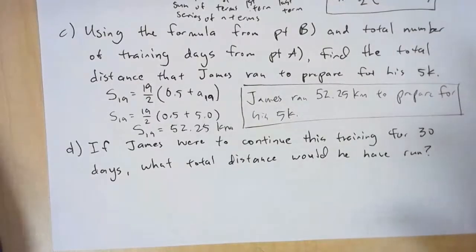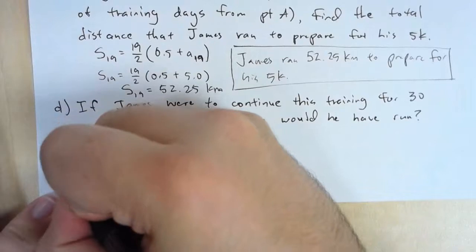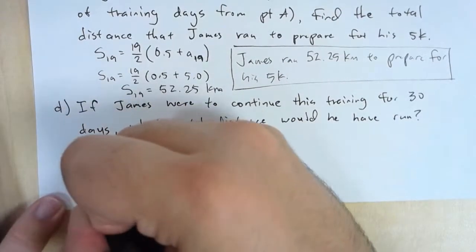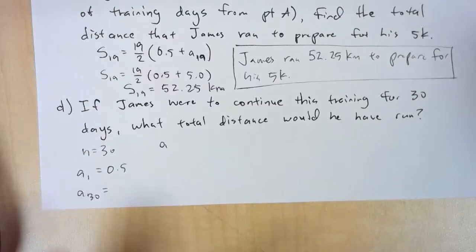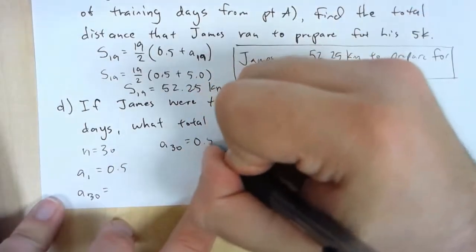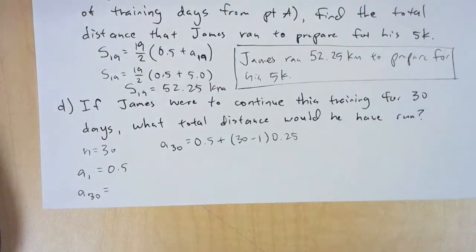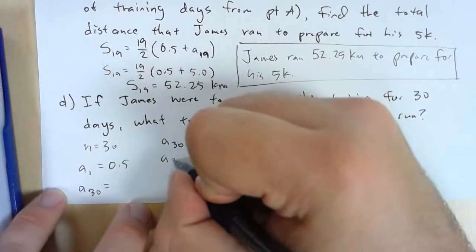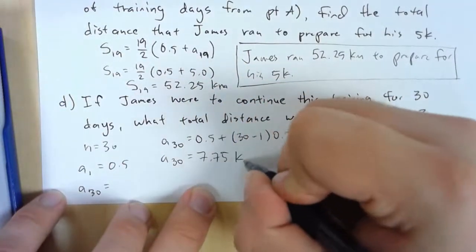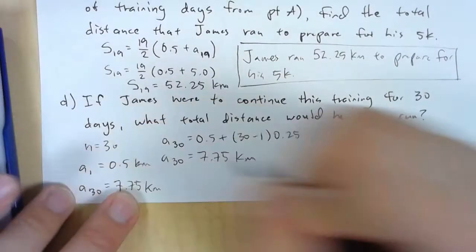Okay, so let's look at the last one, part D. If James wanted to continue his training for 30 days, what total distance would he have run? So it looks like n equals 30. Our a sub 1 hasn't changed. It's still 0.5. What we don't know is a sub 30, but we can figure that out by using our original formula for an arithmetic sequence. So a sub 30 equals 0.5 plus 30 minus 1 times our common difference of 0.25. 30 minus 1 is 29, so 29 times 0.25, plus 0.5. That says on that last day, for a sub 30, he's going to run 7.75 kilometers.